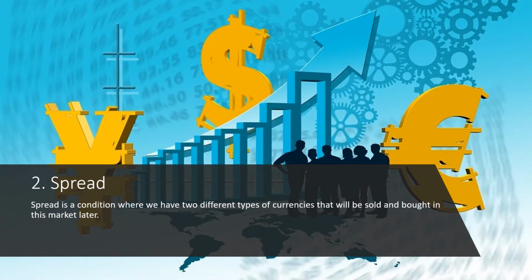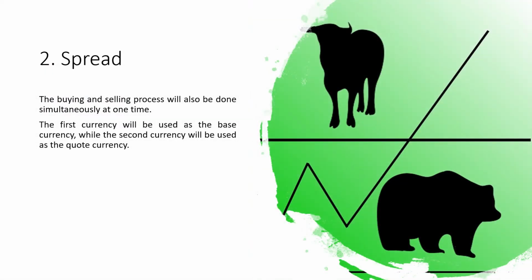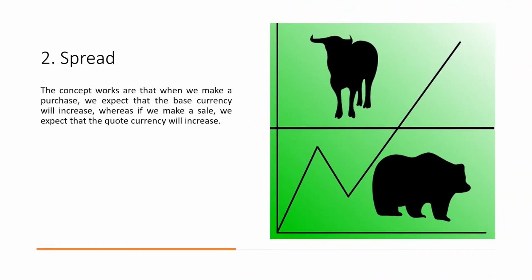2. Spread. Spread is a condition where we have 2 different types of currencies that will be sold and bought in this market later. The buying and selling process will also be done simultaneously at one time. The first currency will be used as the base currency, while the second currency will be used as the quote currency. The concept works so that when we make a purchase, we expect that the base currency will increase, whereas if we make a sale, we expect that the quote currency will increase.